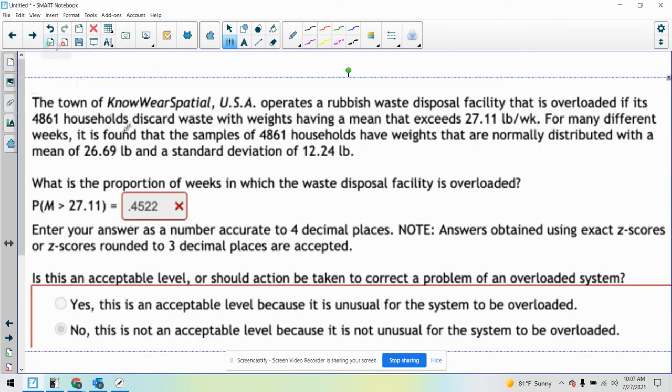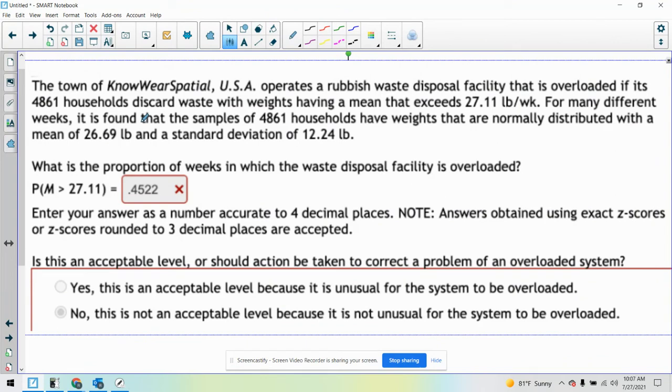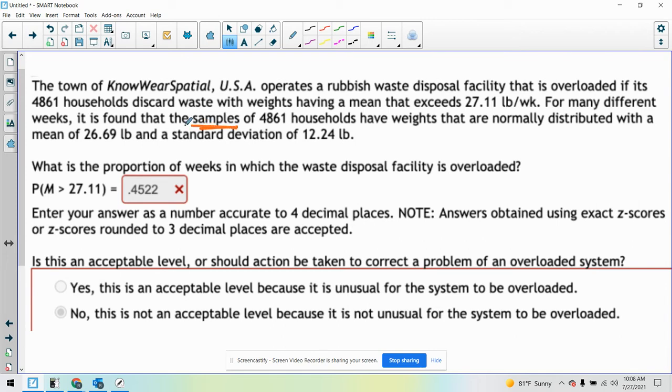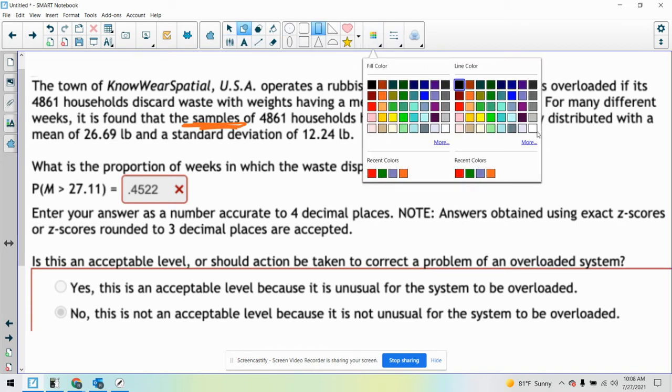Okay. Next one. Town of Nowhere Special, USA operates a rubbish waste disposal facility that's overloaded up to 4,861 households, discards waste, with waste having a mean that exceeds 27.11 pounds per week. For many different weeks, it is found that the samples of 4,861 houses have weights that are normally distributed with a mean of 26.69, standard deviation of 12.24. Sample. Sample is the key word. That means we're going to change our sigma.